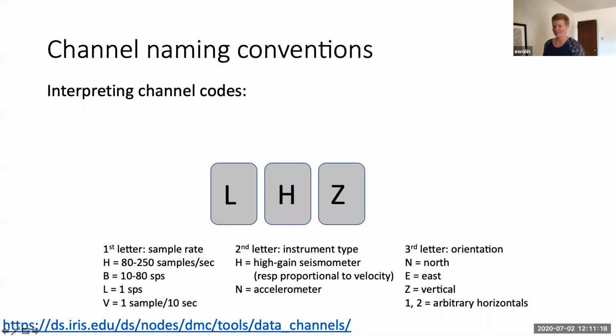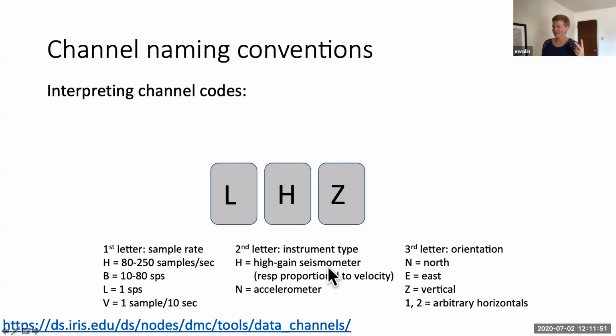This link at the bottom will take you to a web page that opens up some menus with a much more extensive list of channels for short period instruments and magnetometers and all kinds of things. But in general, the first letter is your sample rate. So you might see H, that's high sample rate. B is sort of an intermediate high sample rate. L is usually 1 sample per second. Or V, if you're looking at very long period data, that's 1 sample every 10 seconds, generally.